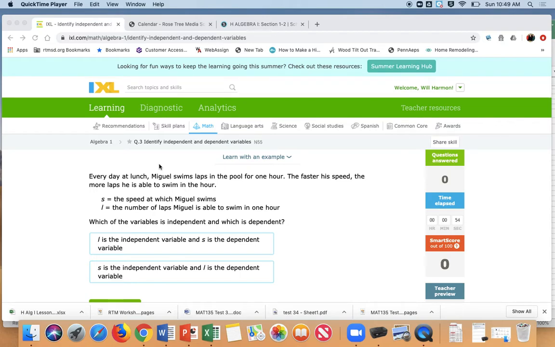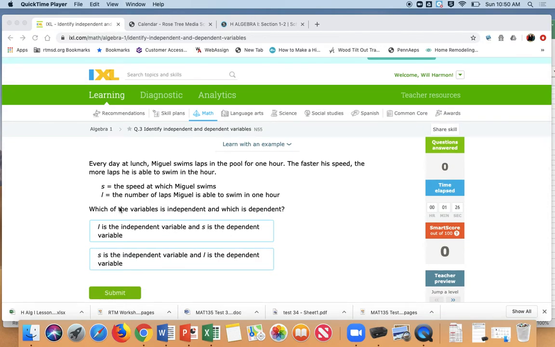So when we're looking at this, we're looking at what thing affects the other thing. I know I'm using the word thing a lot there, but in this case, it says every day at lunch, Miguel swims laps in the pool for 1 hour. The faster his speed, the more laps he is able to swim in the hour. So it's asking you which one's going to affect the other. Is it going to be the number of laps affect the speed, or is it going to be the speed affect the number of laps? So which of these variables is the independent and which one is the dependent?